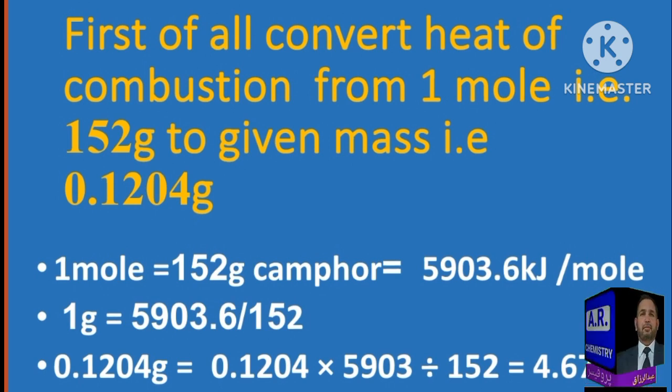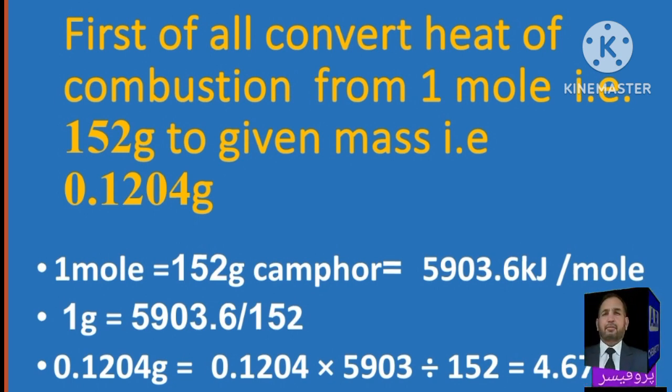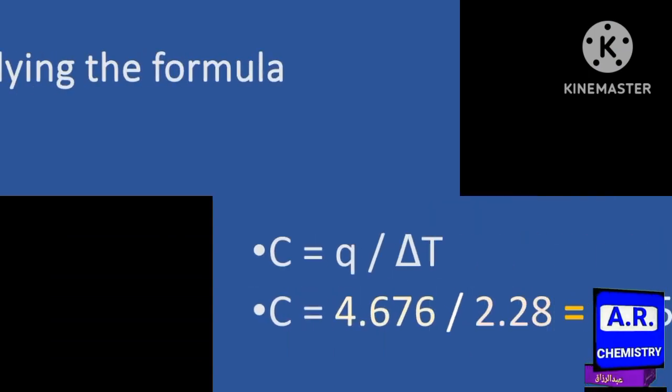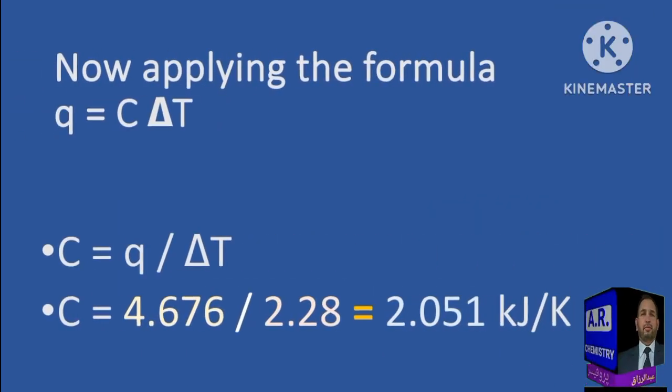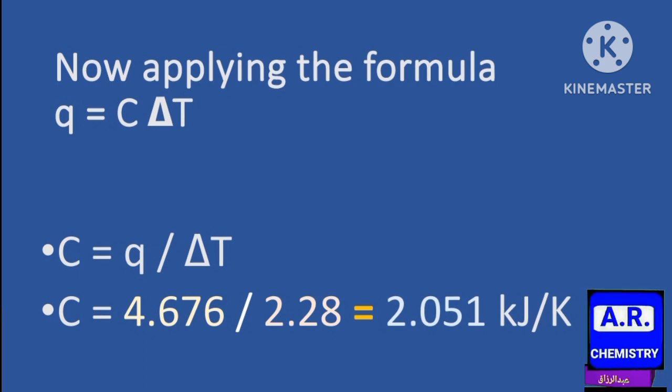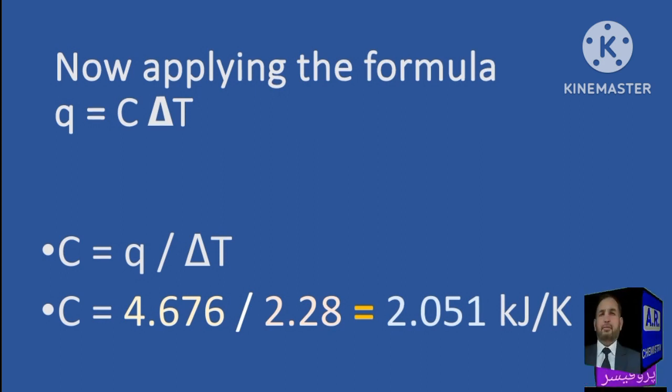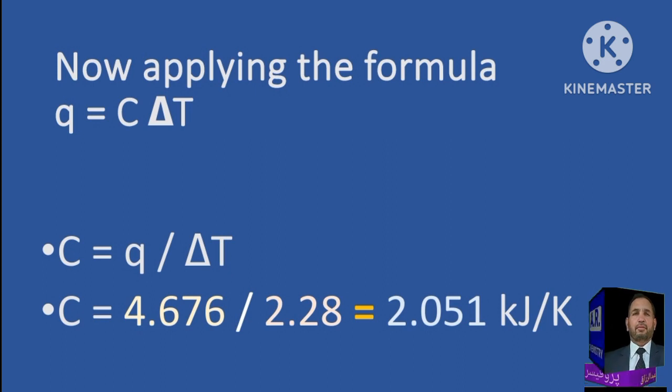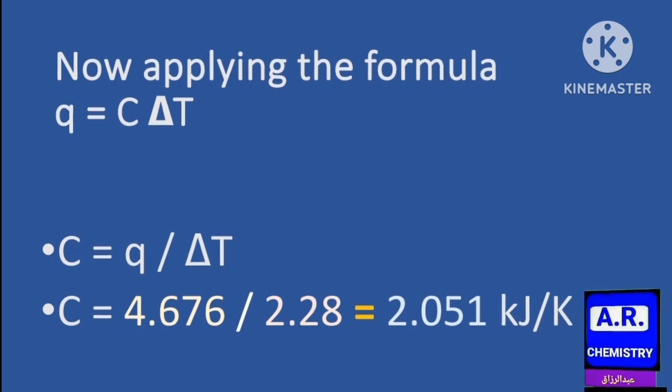Heat obtained is 4.676 kilojoules only, not per mole. We do not require here the enthalpy of combustion for 1 mole, but instead we require it for the given mass. We know that the formula for the heat evolved in the bomb calorimeter is: heat evolved equals the change in temperature or rise in temperature times the total heat capacity of the calorimeter.